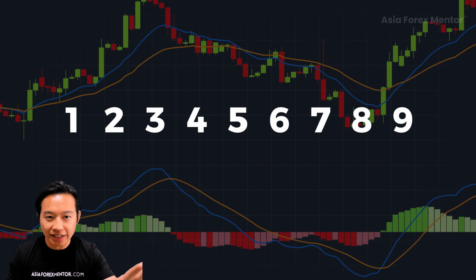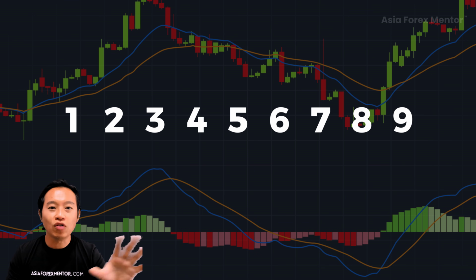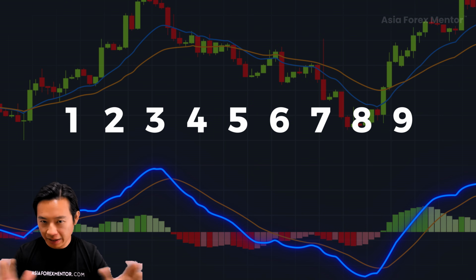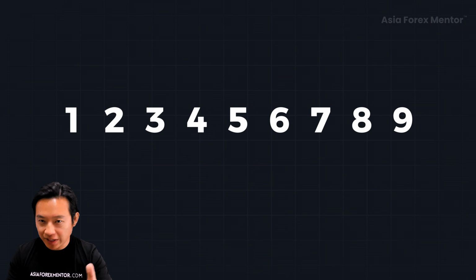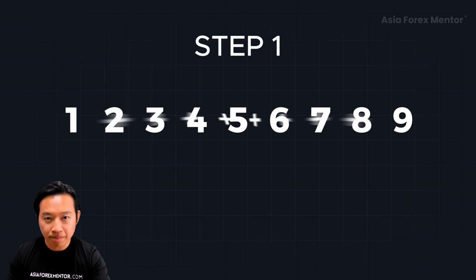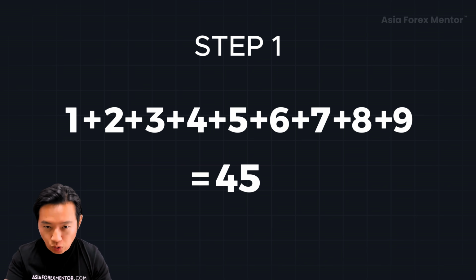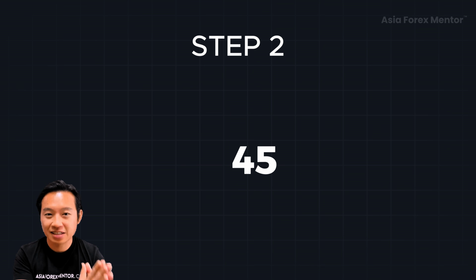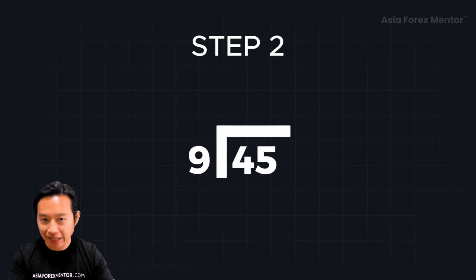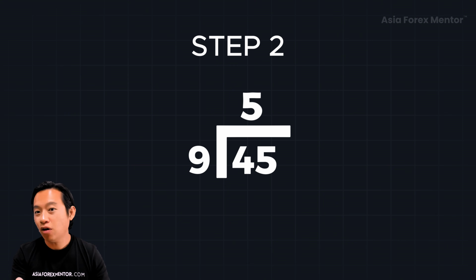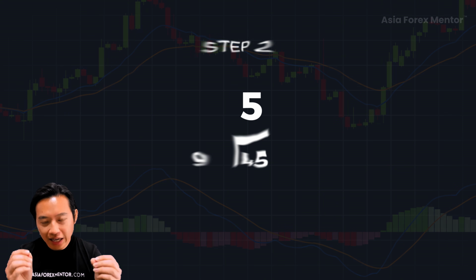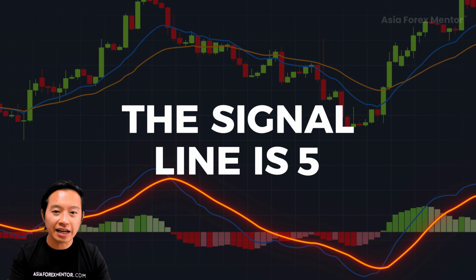Let's simplify this. If you see this data over here, imagine you have a MACD line with these values: 1, 2, 3, 4, 5, 6, 7, 8, 9. Step 1, add them up: 1 plus 2 plus 3 plus 4 plus 5 plus 6 plus 7 plus 8 plus 9, and you get the whole table over here. Next, step 2, divide by 9, since we are taking the 9-day EMA. So therefore, you get the result. In this example, the signal line is 5.